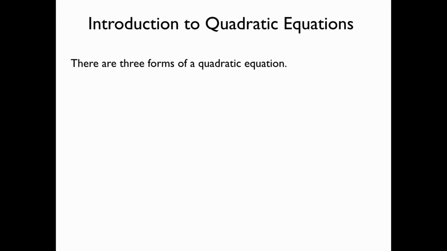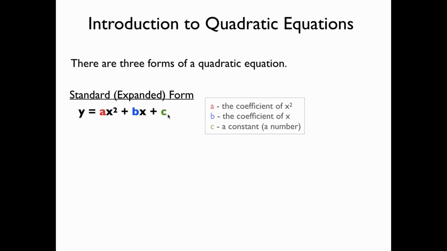So the main 3 forms of quadratic equations are thus. The first one is called standard form or expanded form. It's y equals a times x squared plus b times x plus c, where a represents the coefficient of your variable squared, b represents the coefficient of your variable, and c is the constant, the term that does not depend on the value of the input variable.